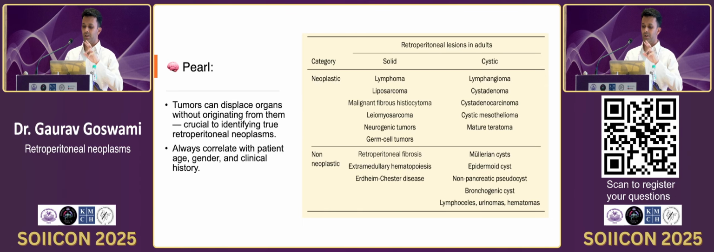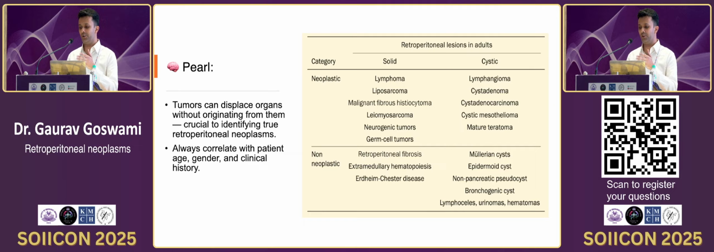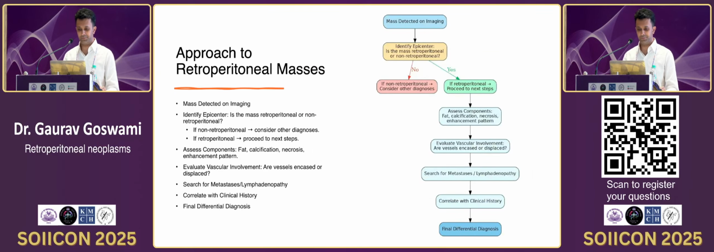Grossly, the tumors are divided into two parts, neoplastic and non-neoplastic, with solid and cystic lesions. Solid neoplastic lesions are lymphoma, liposarcoma, malignant fibrous histiocytomas, leiomyosarcomas, neurogenic lesions and germ cell lesions. Non-neoplastic solid lesions are retroperitoneal fibrosis, extramedullary hematopoiesis, and Erdheim-Chester disease, whereas cystic lesions are lymphangiomas, cystadenomas to cystadenocarcinomas, and mesotheliomas, and the rest of the other differentials as we go ahead.